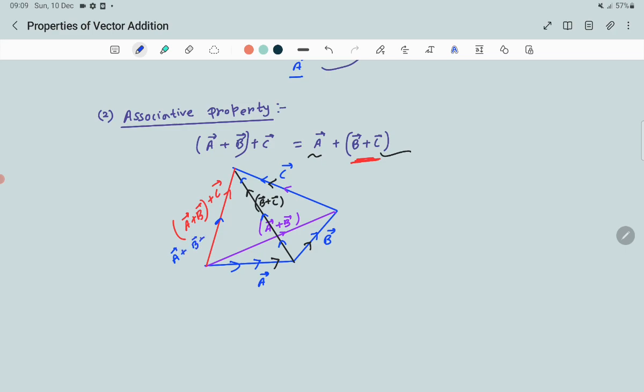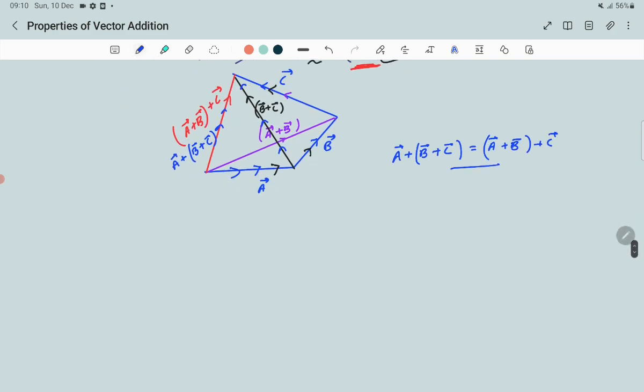plus b plus c. Now you can understand that this red line is showing a plus b plus c. So obviously, geometrically, you can prove in this way that a plus b plus c is the same as a plus b plus c. So this is how you can prove the associative property of vector addition.